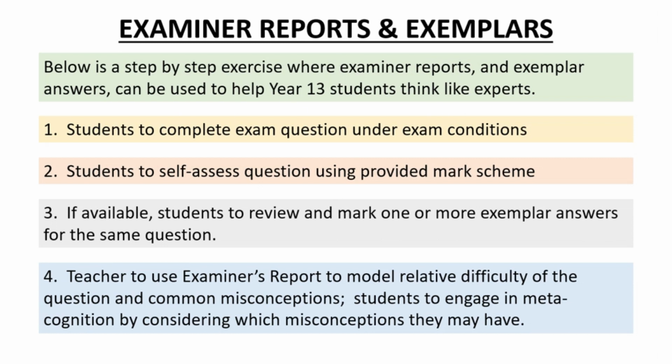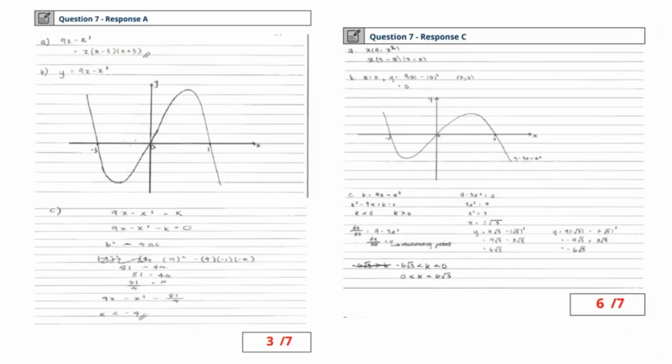A quick idea is for students to complete an exam question under exam conditions, self-assess using the mark scheme, and then, if available, review and mark one or more of the exemplar answers, and see the differences between questions like here, which look incredibly similar, but actually one gets you 3 and one gets you 6 marks. Even on the face of it, they look incredibly similar, and it goes through what they can do.